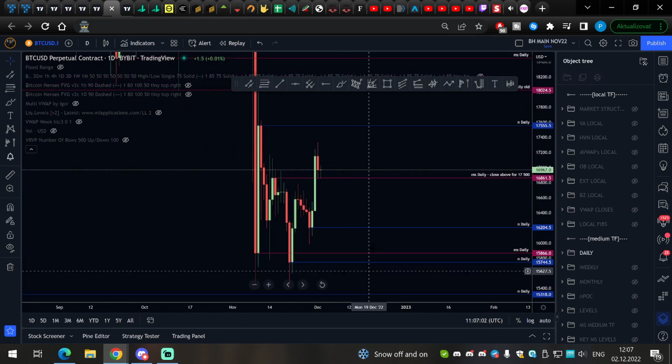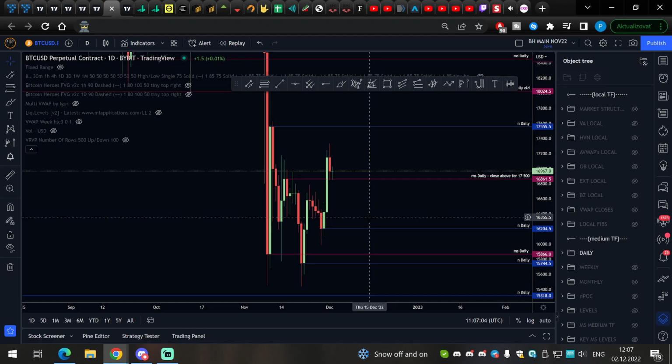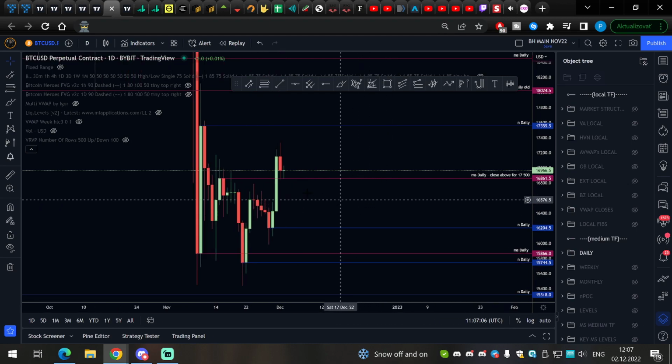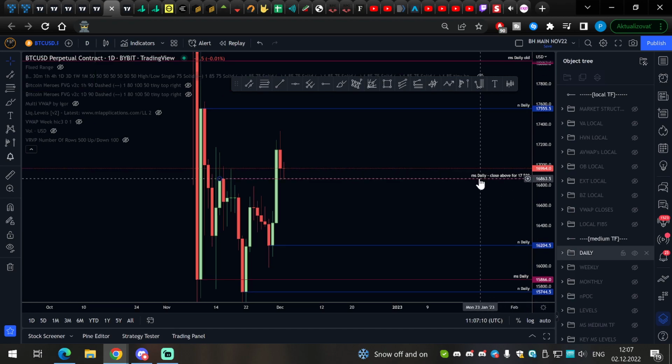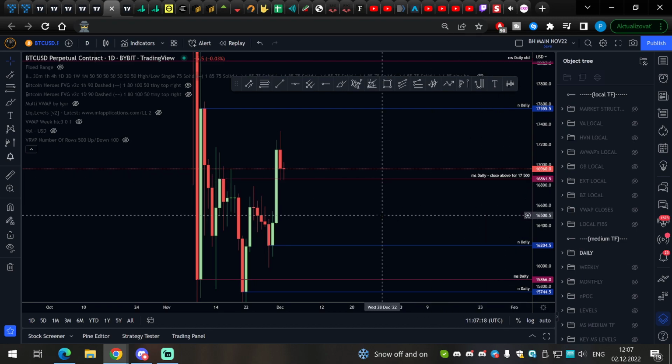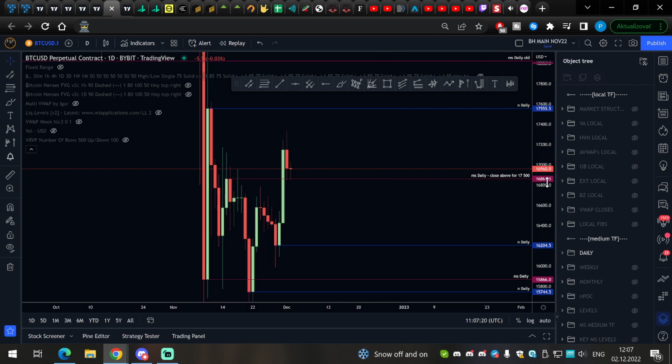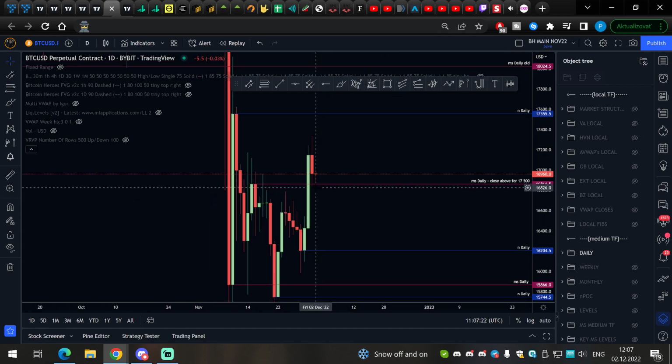Yeah, all these 3 dailies are very strong based on our parameters, and we are holding market structure. That's why I'm adding notes sometimes to myself or to other traders. I said for myself, close above 16,861 will open the road for 17,500, and you see where we are making support. Yeah, exactly at that level.